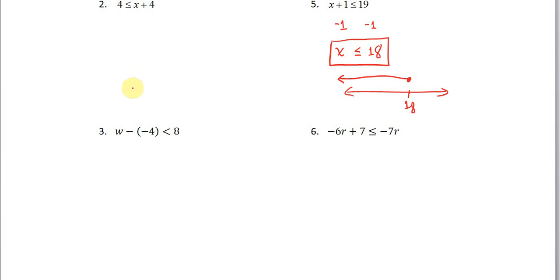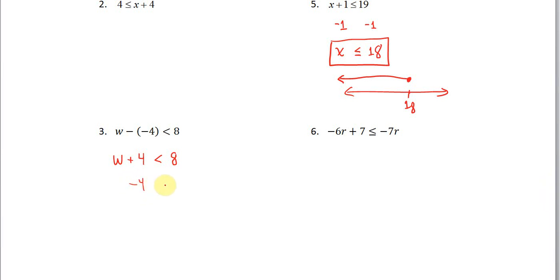We continue our work here with solving inequalities, but with slightly more complicated examples. So in the next problem here, we have w minus -4 is less than 8. So one thing we can do is just simplify the left side. To subtract a negative number is the same thing as adding that number. Subtracting -4 is the same thing as adding 4. So this inequality is really w plus 4 is less than 8.